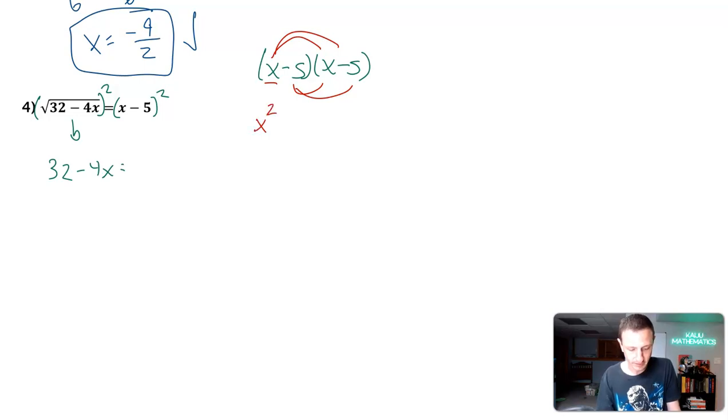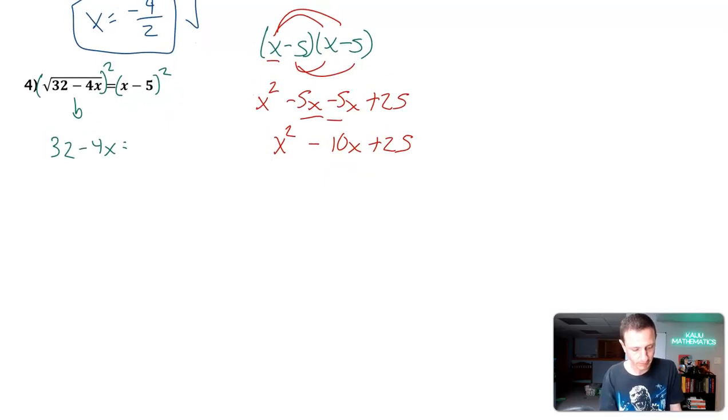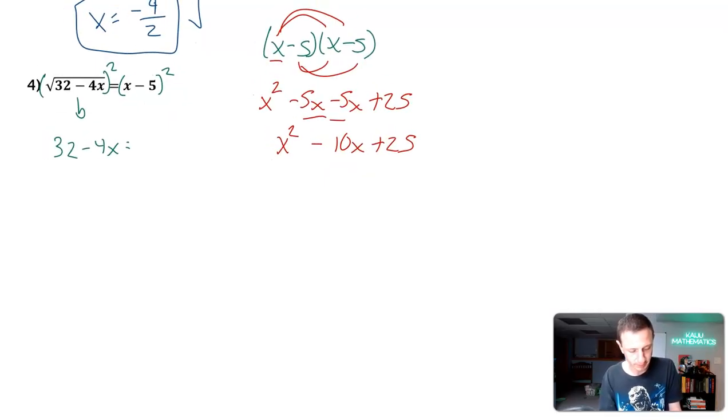So x times x is x squared, x times negative 5 is negative 5x, negative 5 times x is negative 5x, plus 25. So x squared minus 10x plus 25. So I just combine like terms here. Anyway, I did that a little bit quick, but I really don't want to have this video extend long because we're multiplying two binomials together. So x squared minus 10x plus 25.